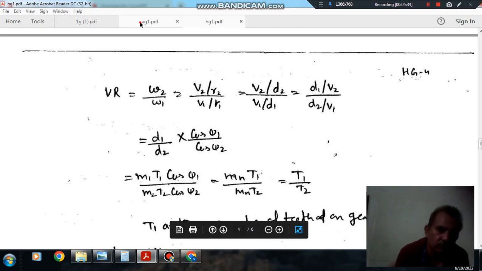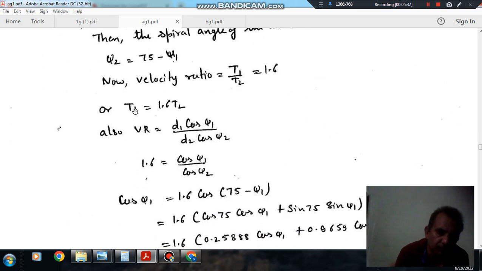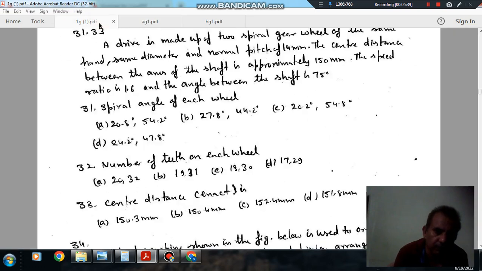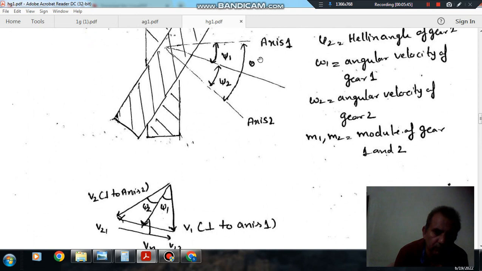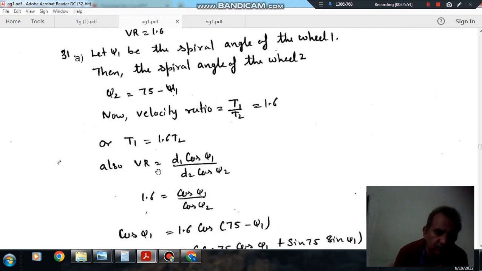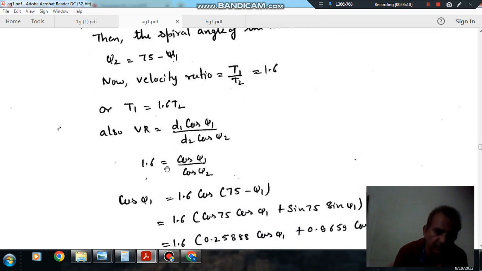Okay, so for the first question, here we can see that the shaft angle is your theta, and this is the summation of psi 1 and psi 2. So for the first question, we have velocity ratio as d1 cos psi 1 by d2 cos psi 2, and psi 2 plus psi 1 is 75 degrees, or psi 2 is 75 minus psi 1. Okay, and the velocity ratio t1 by t2 is given as 1.6.